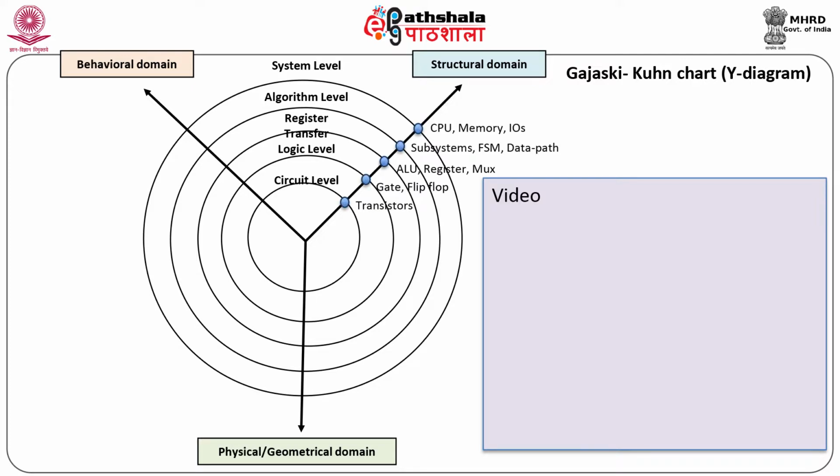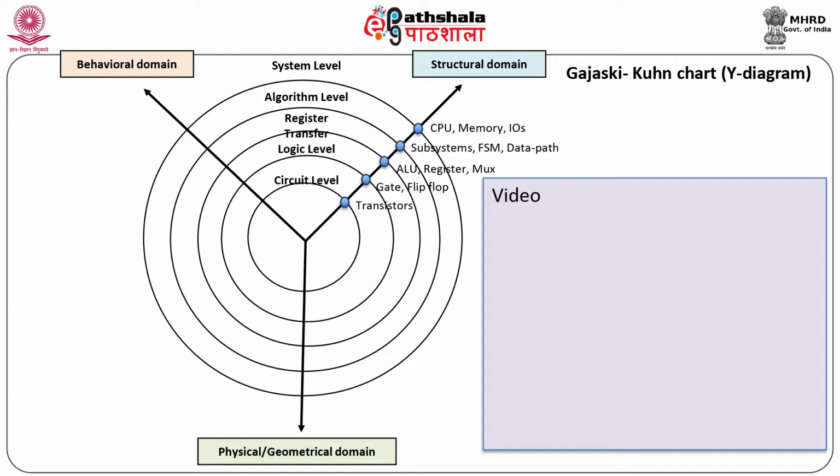Let us now talk about structural domain. In this domain, a system is described in terms of subsystems. Here, the different subsystems and their interconnections to each other are listed for each level of abstraction. At highest level of hierarchy, there are CPU, memory and IOs.